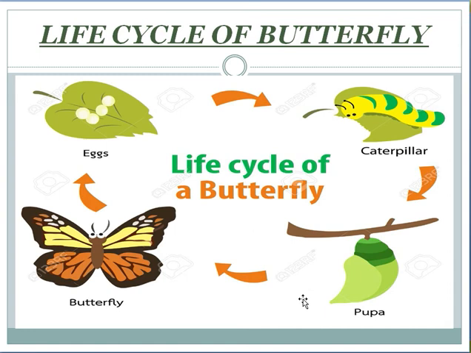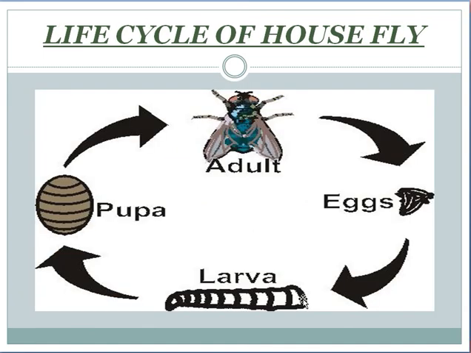Life cycle of butterflies. Students, you can see on your screen. Butterflies and houseflies are examples of a 4-stage life cycle. This is the life cycle of housefly. The eggs hatch, a larva comes out. The larva feeds and grows. It covers itself in a cocoon. This stage is called the pupa.